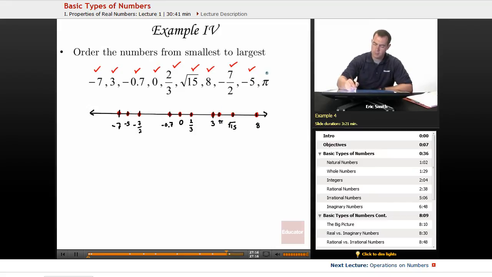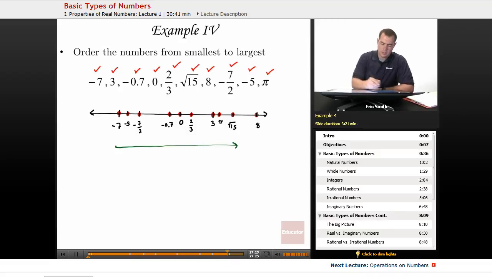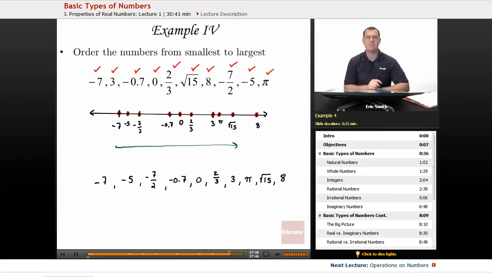All right, now that we've used our number line to really get some comparisons among all of these, we'll simply list them from smallest all the way up to largest. So negative 7, negative 5, negative 7/2, negative 0.7, 0, 2/3, 3, pi, square root of 15, and 8. Not bad.